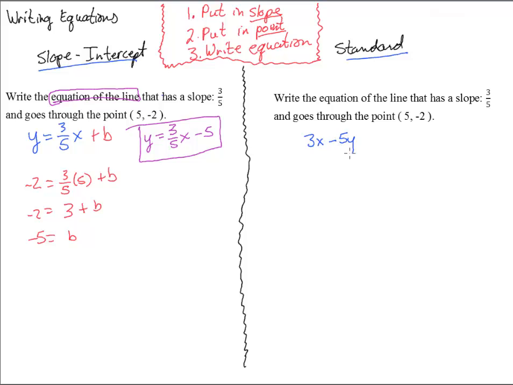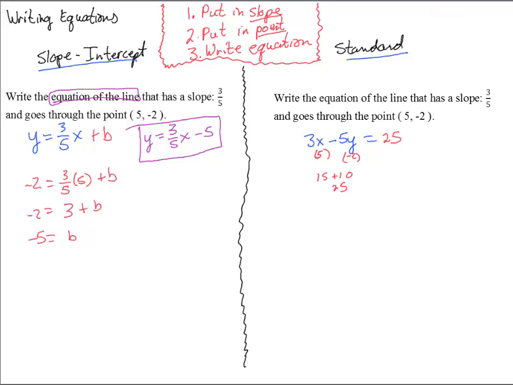So 3x minus 5y, that gives us that one. Now we put in the point. So we just put in the slope. So we now put in the point, put a 5 there, and a -2 there. So we get 3 times 5 is 15, minus 5 times a -2 is a plus 10, and we get 25 there. So this has to equal 25.